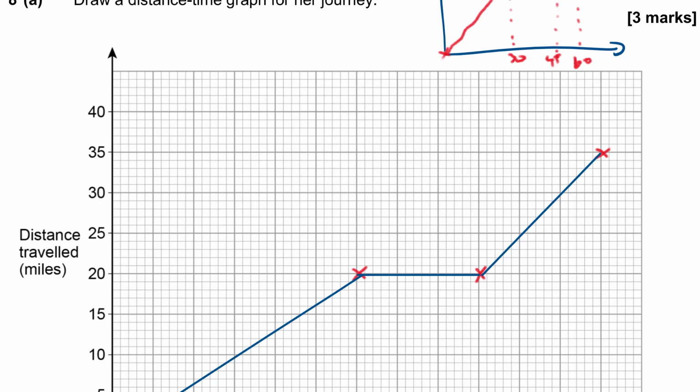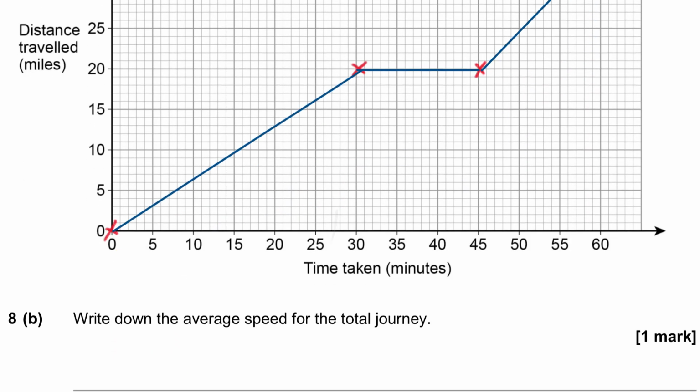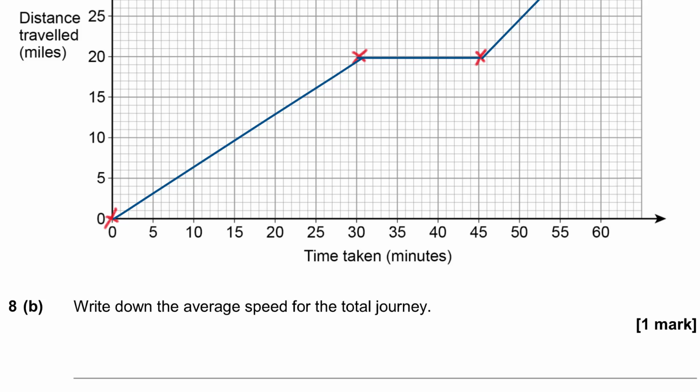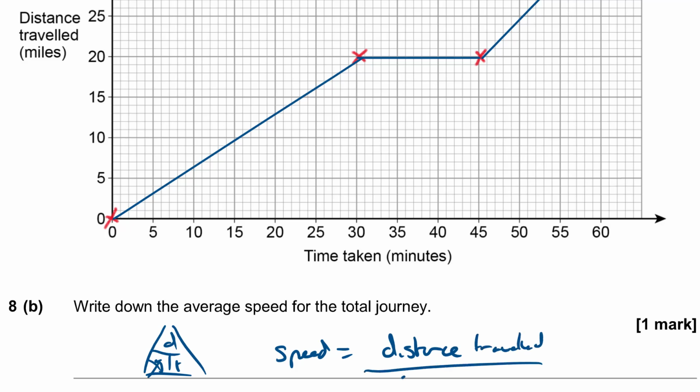Done. Okay, so my graph looks like that. Write down the average speed for the total journey. Now you remember from your DST triangle that if I want to find speed, then speed is going to be equal to distance traveled divided by time taken. So we know that she traveled for an hour, so that's going to be 1. That's going to make our dividing very easy.